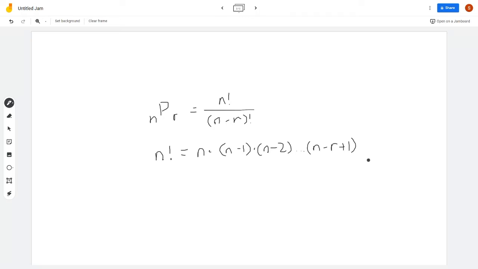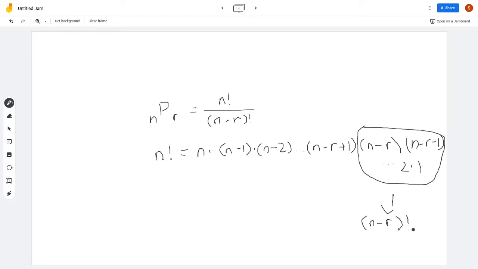And then we're going to keep going, right? n minus r, n minus r minus 1, and all the way down to 1. But now the funny thing to notice here is that this whole block is just equal to n minus r factorial. So when we take n factorial and divide it by n minus r factorial, the result is going to be n times n minus 1 times n minus 2, all going down to n minus r plus 1.